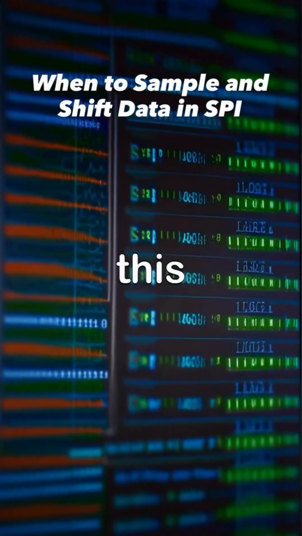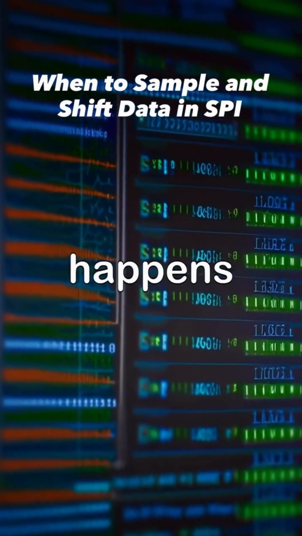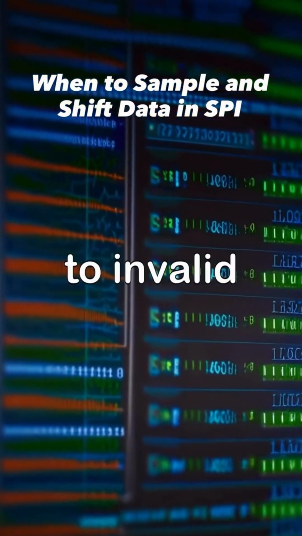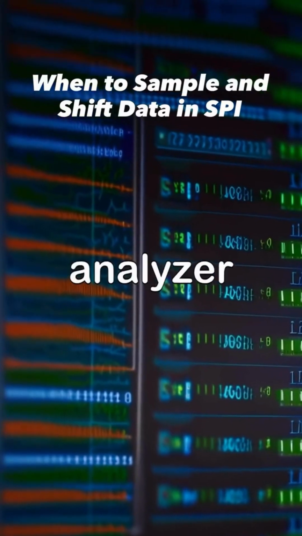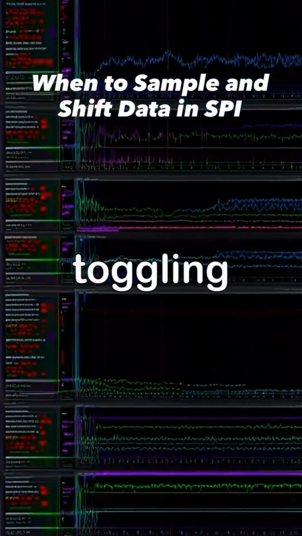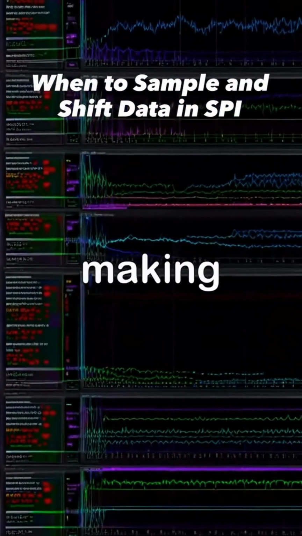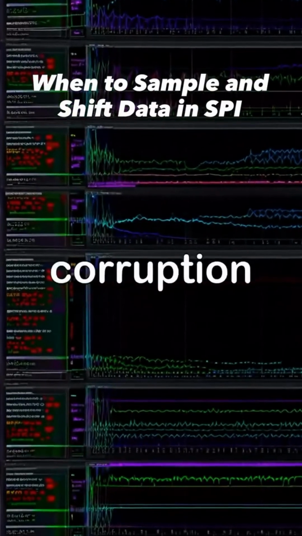Why this matters: if sampling happens while data is changing, it leads to invalid bits. A logic analyzer may show clock and data toggling, but the values can be wrong, making this the most common SPI data corruption issue.